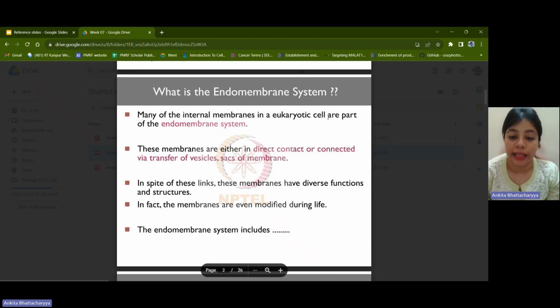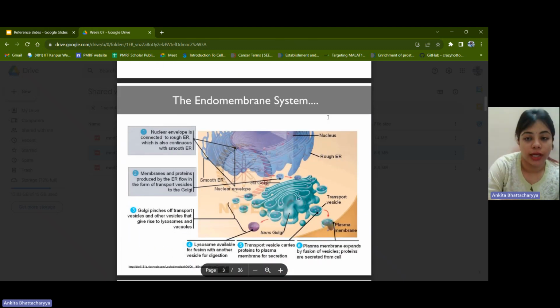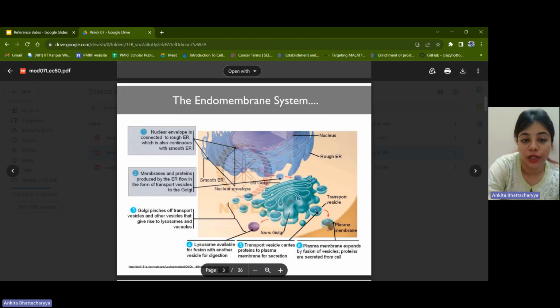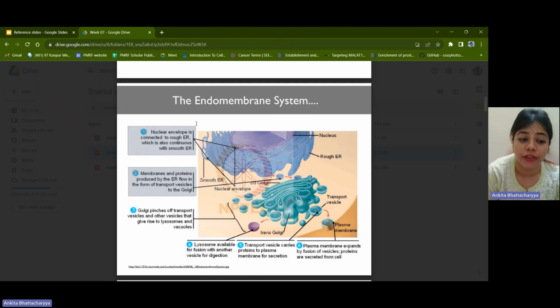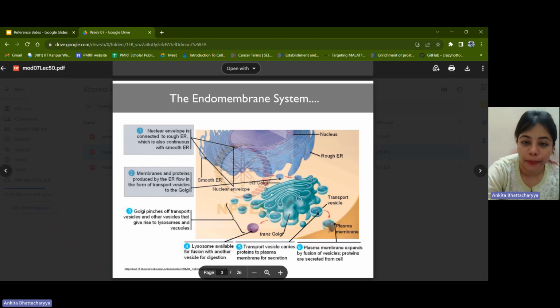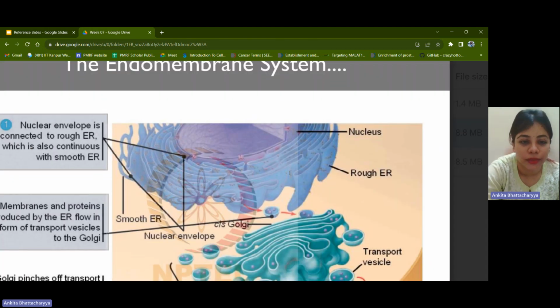and in fact, these membranes even get modified during life. Now, the endomembrane system, like we were discussing, first of all includes the nuclear envelope. The nuclear envelope is connected to the rough endoplasmic reticulum, which is also continuous with the smooth endoplasmic reticulum. There's a more detailed diagram here, which I think will be visible if I zoom in.